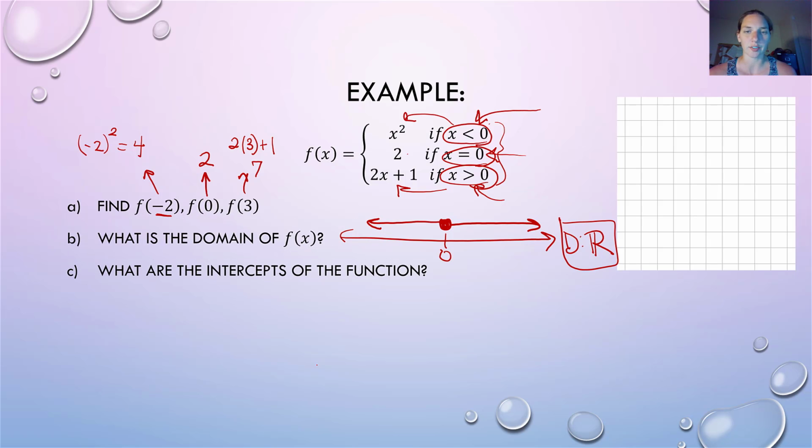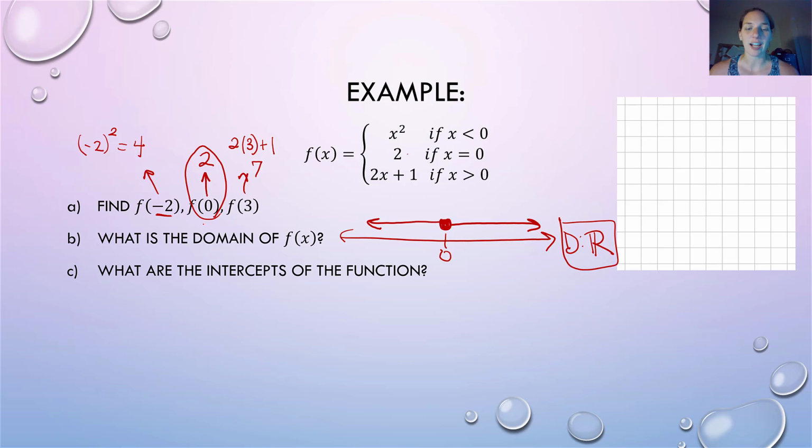All right, now we want the intercepts. I'm going to erase some of these notations so we can actually read them. Okay, what are the intercepts of the function? Well, the y-intercept is 2, yeah? That's one of them. But then x could have intercepts too.